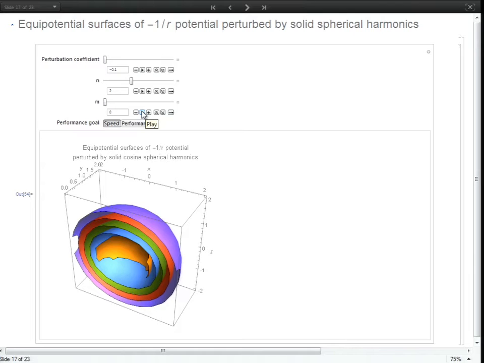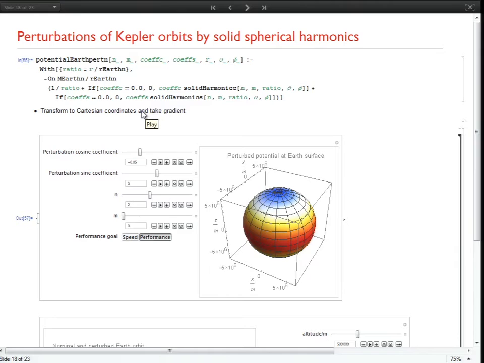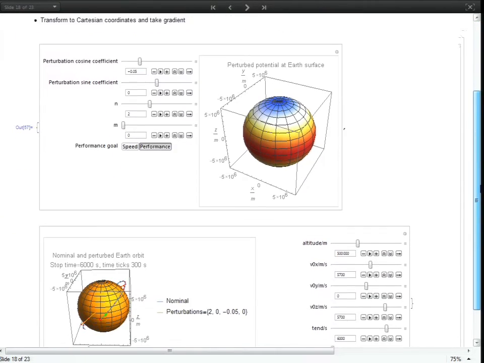And now the last part. Let's look at what these solid spherical harmonics do to a Kepler orbit. So I started again here with an order n equals 2. That means basically it corresponds to a flattened Earth. And calculate a Kepler orbit with certain initial conditions. And then you can see now strange things happening.